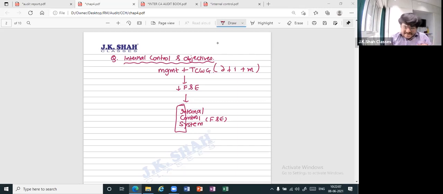like CCTV cameras, identity cards, biometrics, apart from that approvals and authorization. Now, talking about the internal control system, think and answer. Is the internal control system an end or is it a process? Correct. Can I say it is not an end? It is a process.